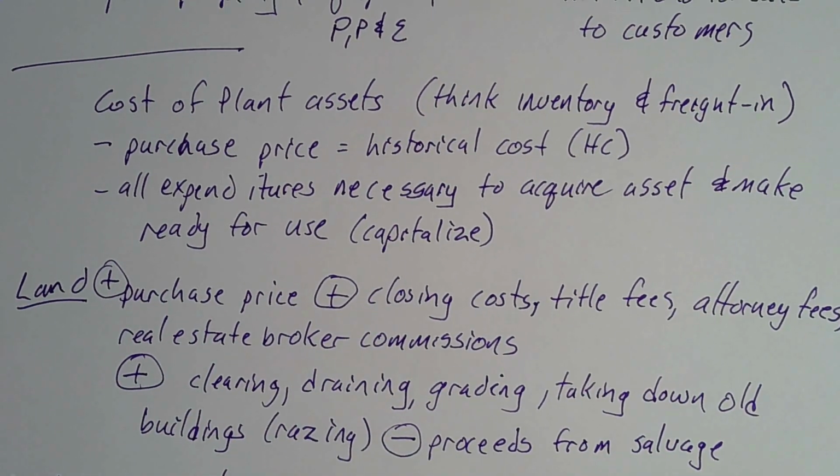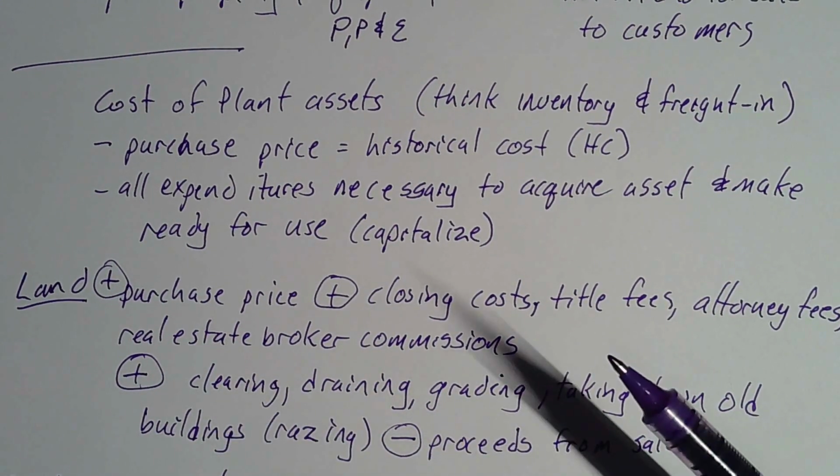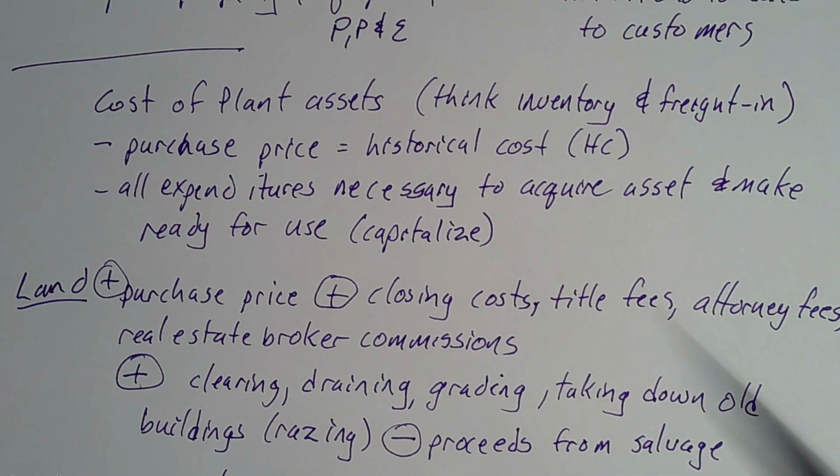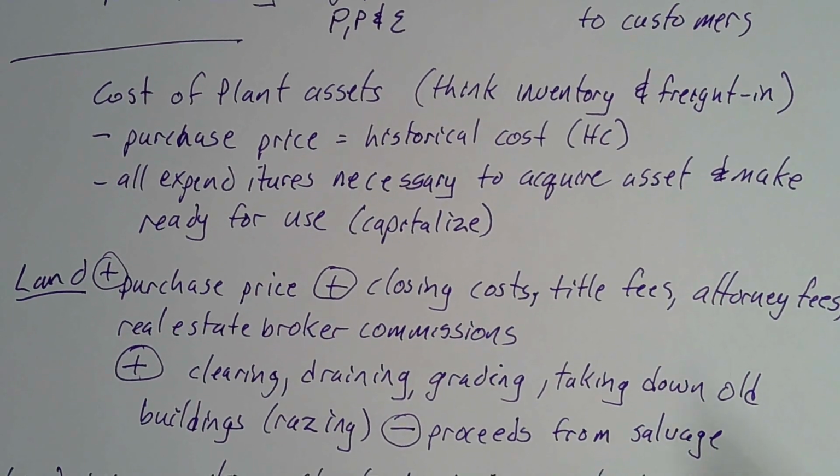So land. Well, we have the purchase price, then any of the closing costs necessary to actually make the transaction happen: title fees, attorney fees, real estate broker commissions. Additionally, anything that we need to do to the land to get it ready for its intended use. If we have to clear it, drain it, grade it, which means making it flat, or take down old buildings, which is called razing. Now, if we took down an old building and then sold off some of the materials that we got, well, that kind of offsets. That would be money coming in. We pay to take down the building, but if we were able to sell off some of the salvage, that would reduce the land cost.